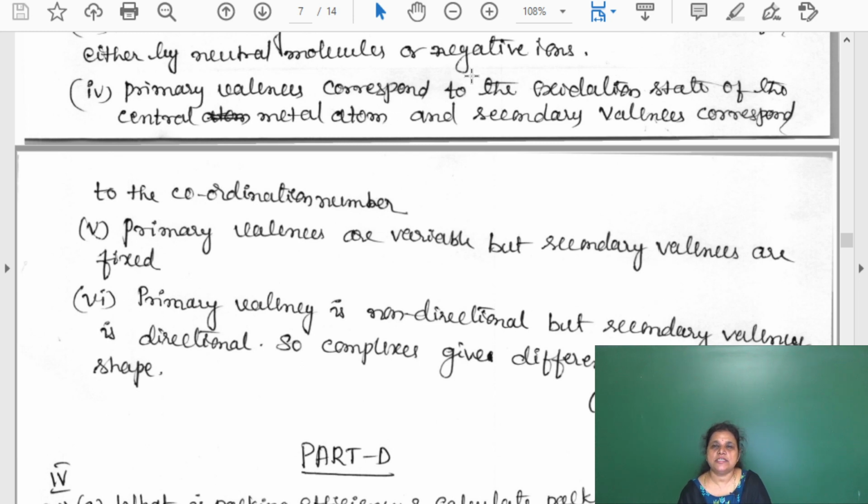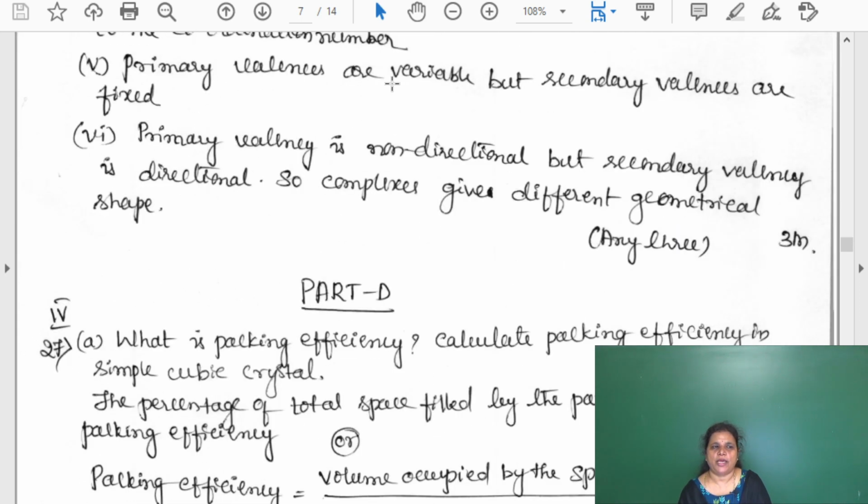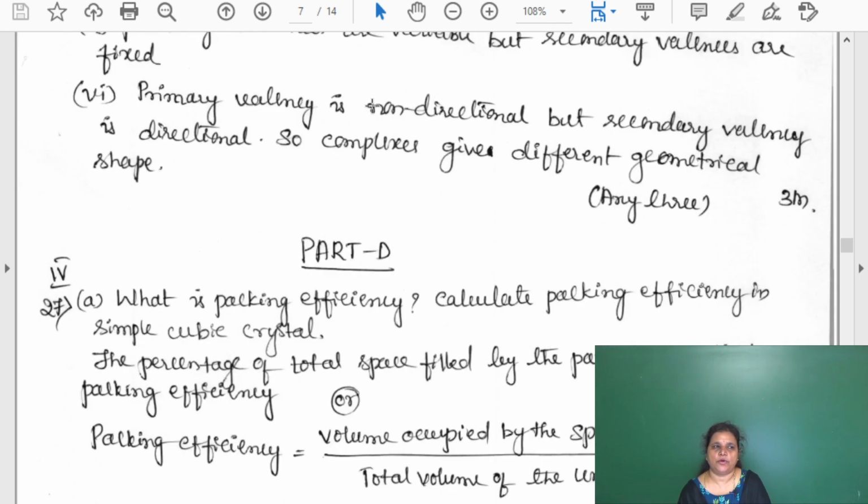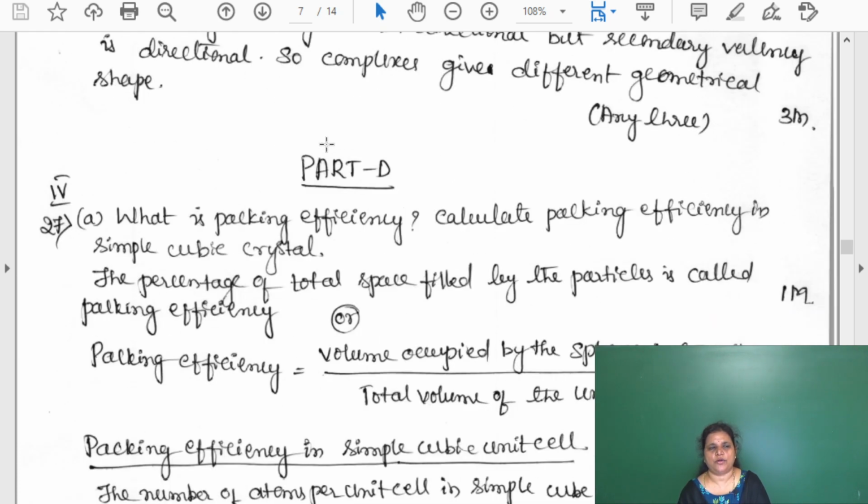You need to write these assumptions, and each assumption carries 1 mark. Then one more, the fifth one: primary valency is variable but secondary valency is fixed. And primary valency is non-directional but secondary valency is directional. So complexes give different geometrical shapes, because primary valency is non-directional and secondary valency is directional, complexes give different geometrical shapes. Any three assumptions you have to write and each carries 1 mark, total 3 marks.